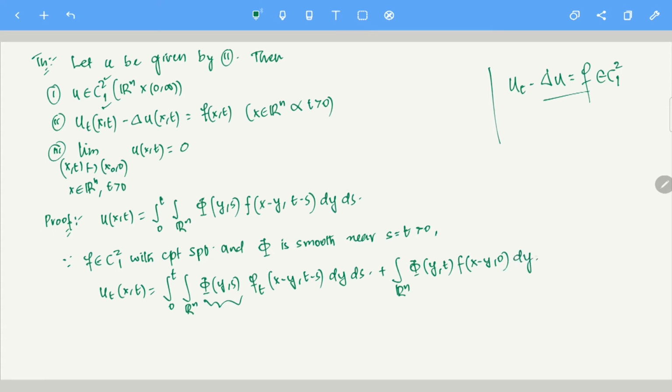Let me again explain what I am doing. I am using differentiation under the sign of integration.